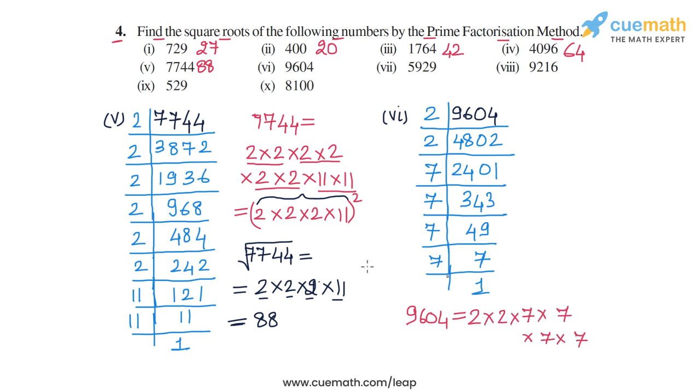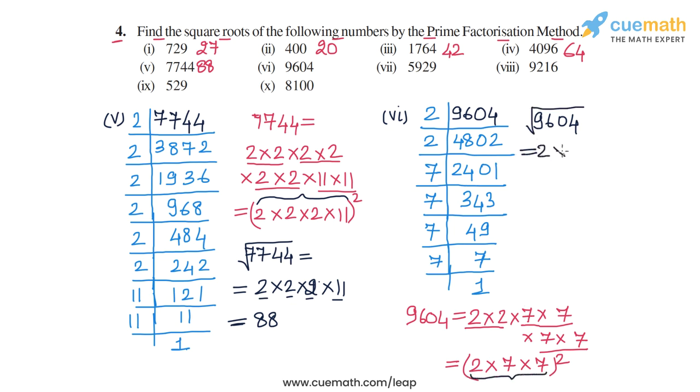So 7 is coming 4 times, and if we split this into pairs, we have a pair of 2, we have one pair of 7, and we have another pair of 7. So I can write this as 2 into 7 into 7 whole square. And now the square root is straightforward to write. So the square root of 9604 will be this product inside the bracket.